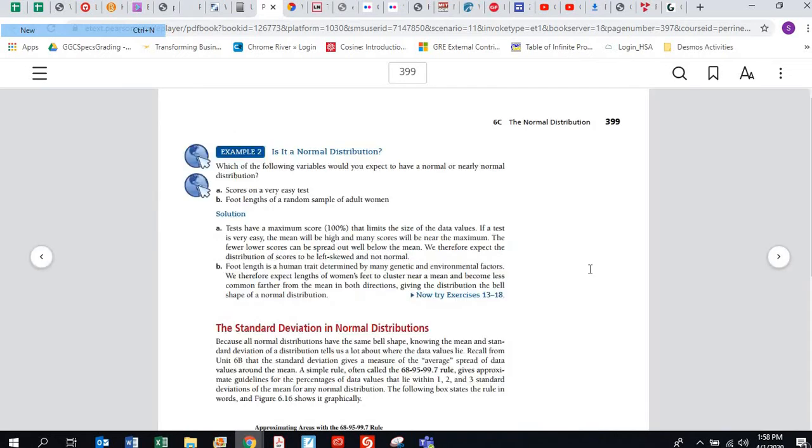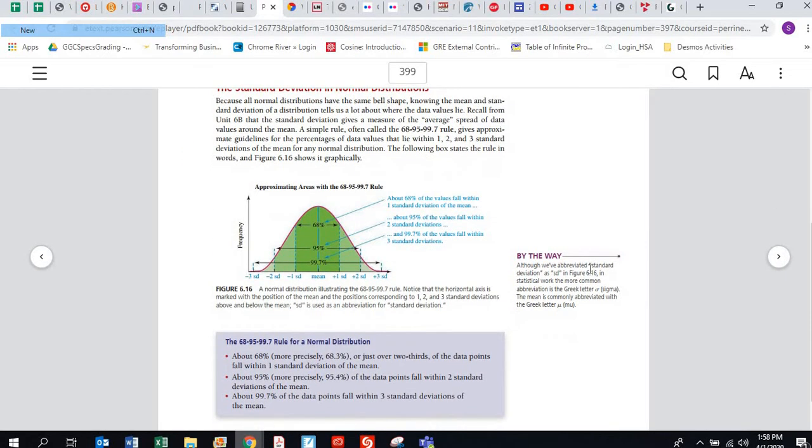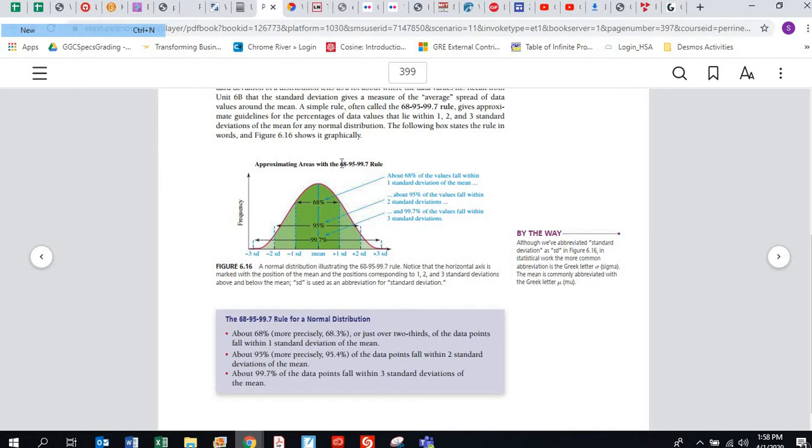Now as far as the rule that we're talking about, the 68, 95, 99.7 rule, that is a general rule that applies to normal distributions. You can read the rule right there in your ebook, page 399. 68% of the data, approximately. These are approximations. If we want to get more specific, that's what the other video will cover.